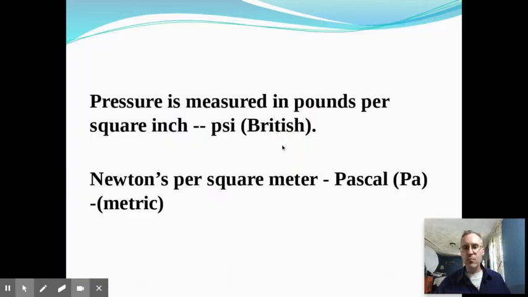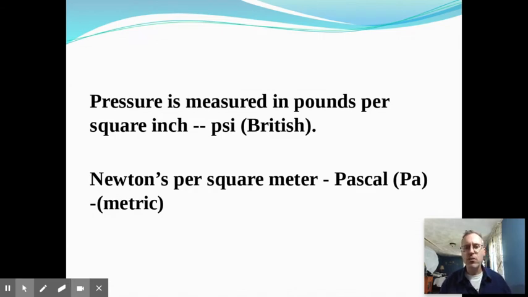Pressure is measured in PSI, which is the British unit. We use that in America, pounds per square inch. You see this on your tires. Tire pressure is pounds per square inch. What that is, is the air inside pressing out over the surface area of the inside of the tire with a certain pressure that the tire is rated for and designed for by the engineers who designed it. They measure that pressure in pounds per square inch.